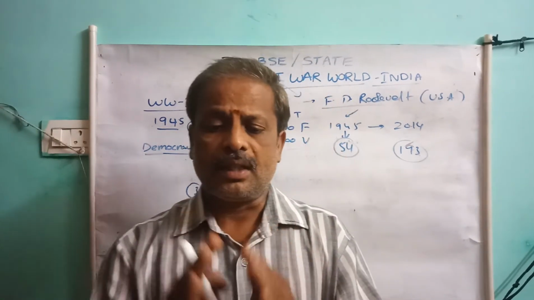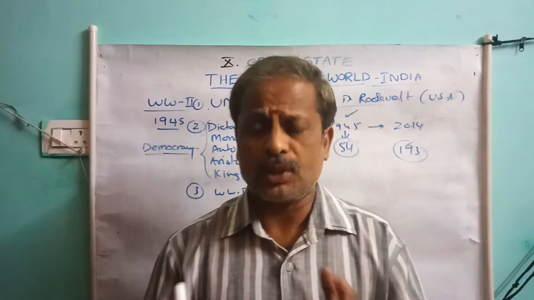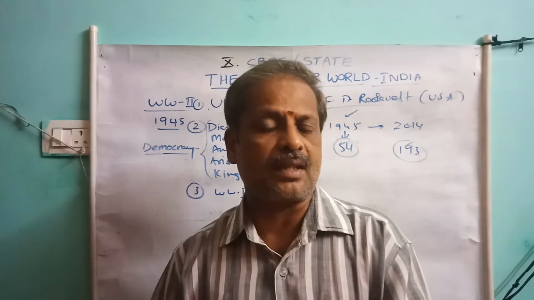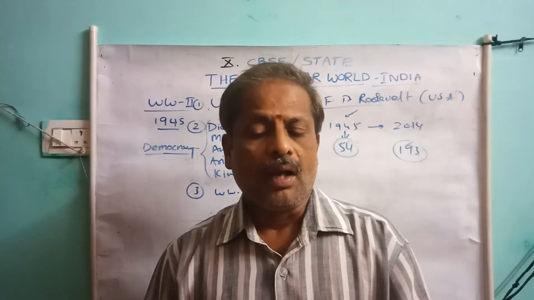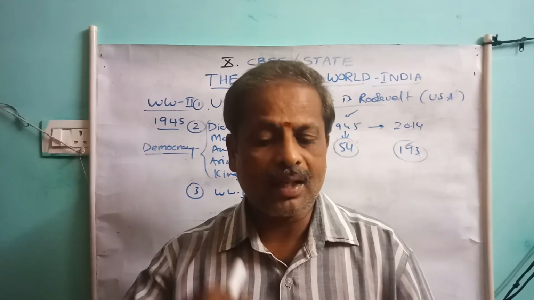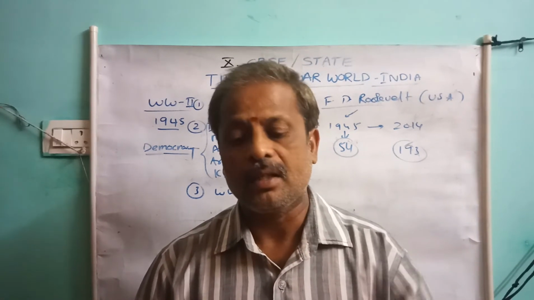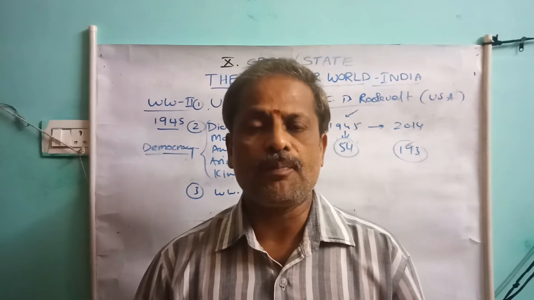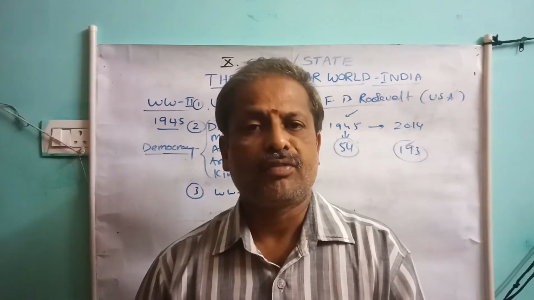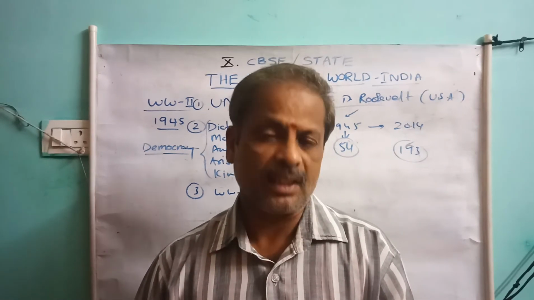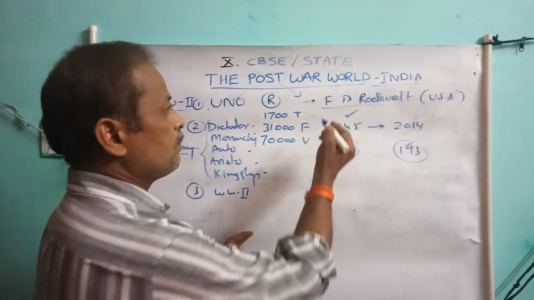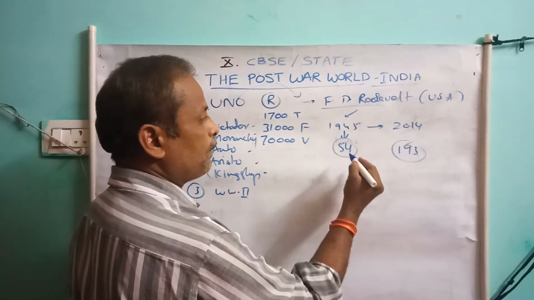Of course, the world comprises three types of countries, as you know very well: underdeveloped, developing and developed countries. In the second category, developing countries, our India falls. But even among developing countries, we can say that India is one of the fast developing countries in the world. And UNO was formed in 1945 with 54 member countries.